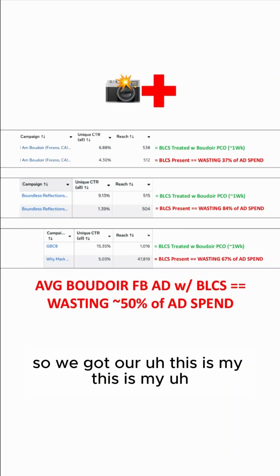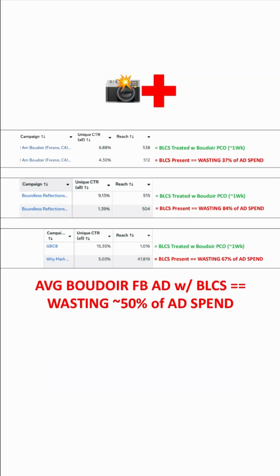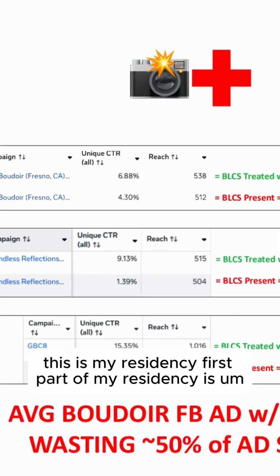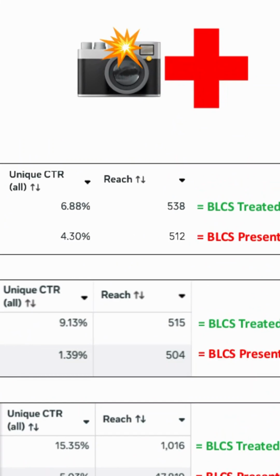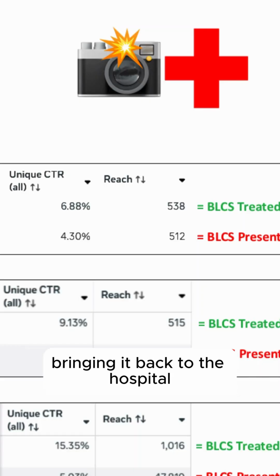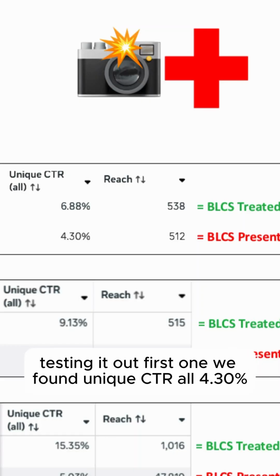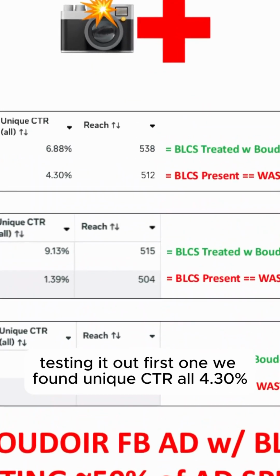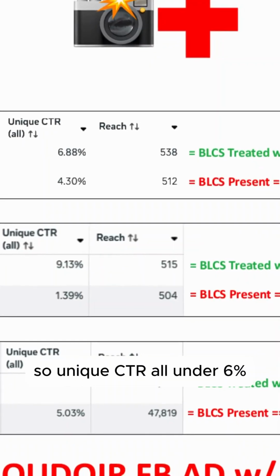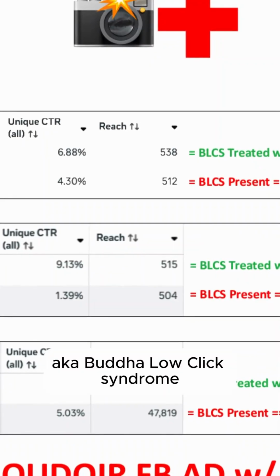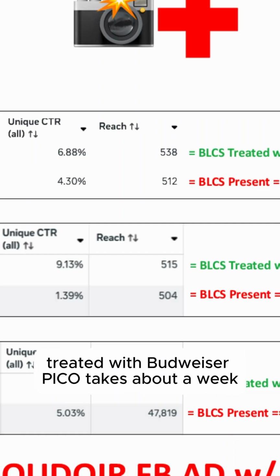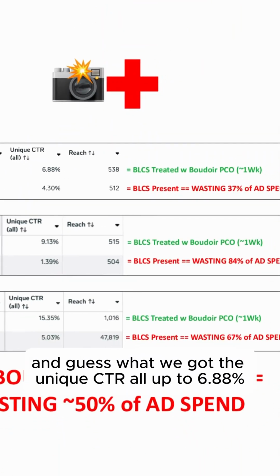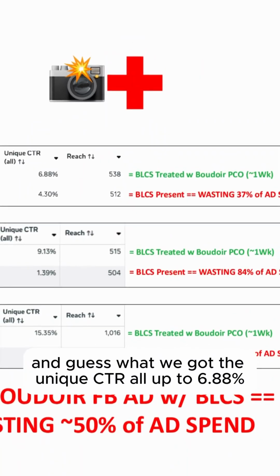So this is my residency. First part of my residency is finding a Boudoir Facebook ad out there, bringing it back to the hospital, testing it out. First one we found, unique CTR all 4.30%. So unique CTR all under 6%. We know that BLCS is present, aka Boudoir low click syndrome. So we got it treated with Boudoir Pico. It takes about a week. And guess what? We got the unique CTR all up to 6.88%.